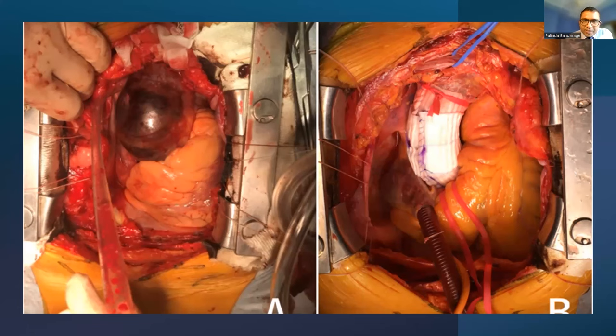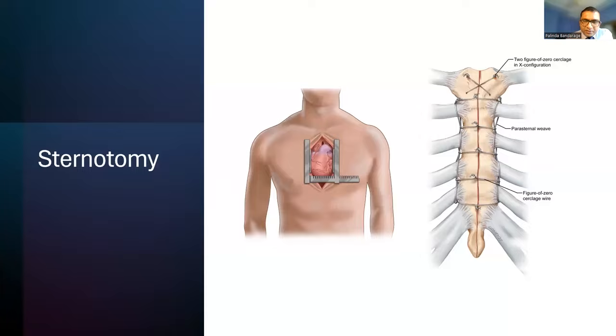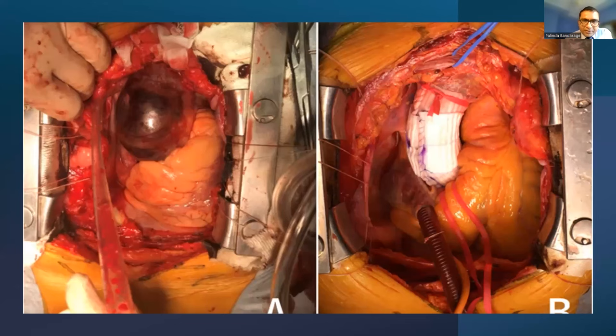So whenever you come across a patient where you suspect aortic dissection, please discuss with the cardiologist, and if you need cardiothoracic help, you are always welcome.